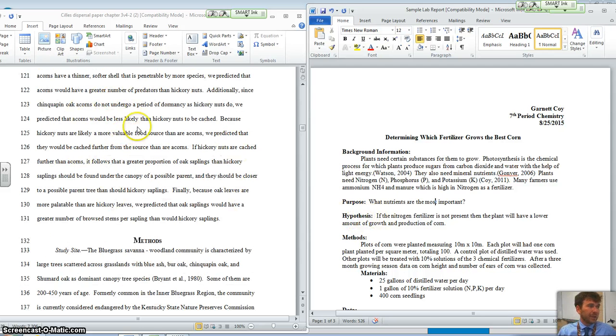Like over here, towards the end of this introduction section, they start talking about their hypothesis. If hickory nuts are cached further than acorns, it allows that a greater proportion of oak saplings than hickory saplings should be found under the canopy of a possible parent. They're talking about how far the nut falls from the tree, and what that's going to do to regeneration of those trees. Will there be more surviving seedlings if this nut falls further from the tree, or if it's taken further from the tree by an animal, or will it be closer?